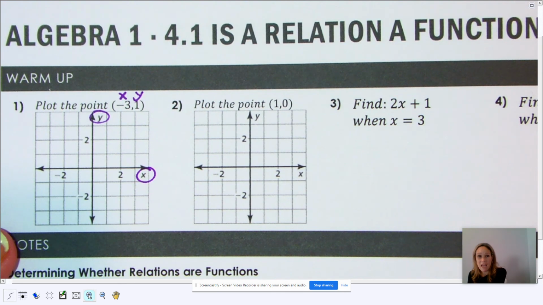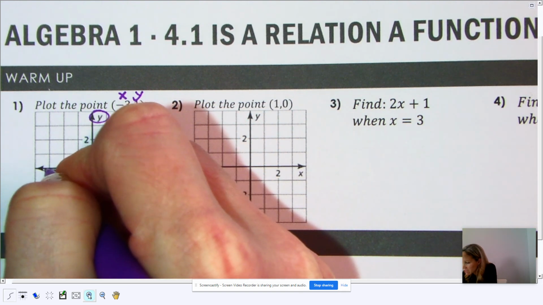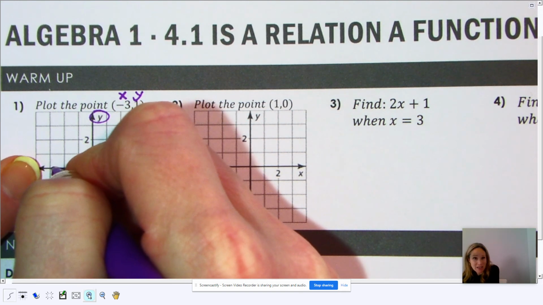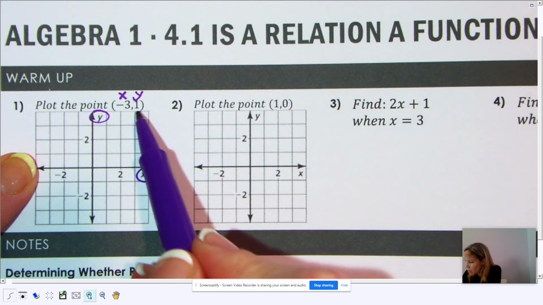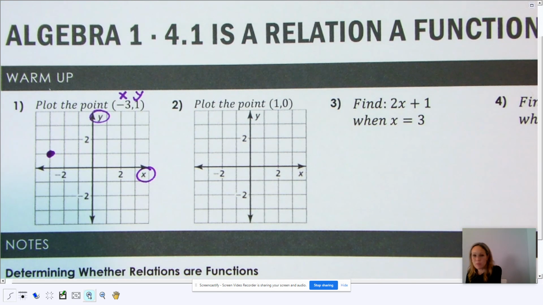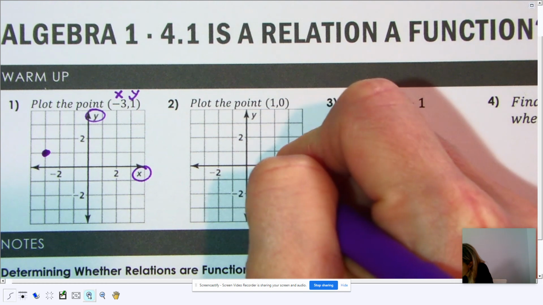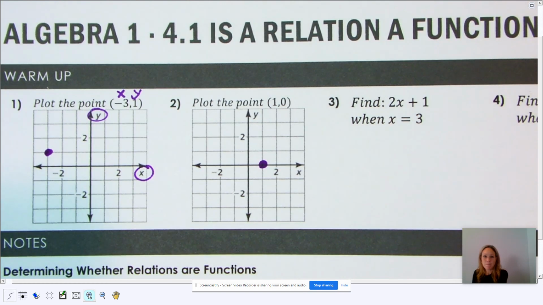Okay, so for letter X, we're going to go -3. So we're going to go 1, 2, 3 to the left in the X direction. And then since Y is +1, from -3, we go up by 1. And that's our point. Question number 2, we're going to plot the point over 1, up 0. So we're right there.